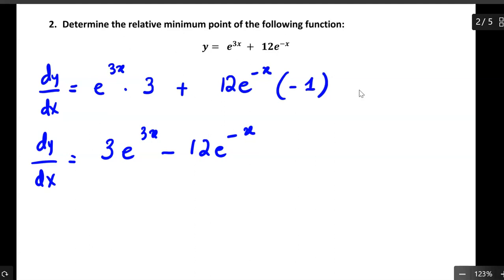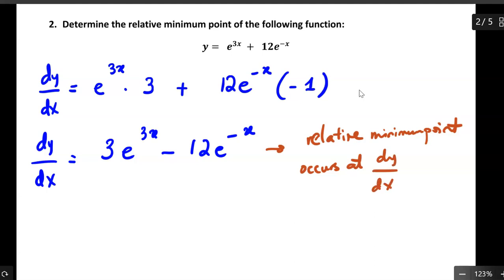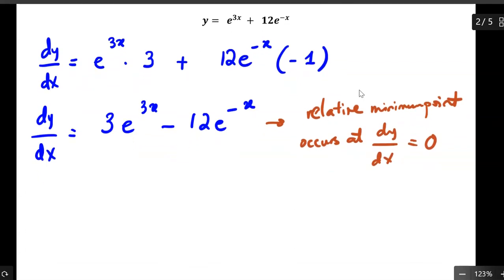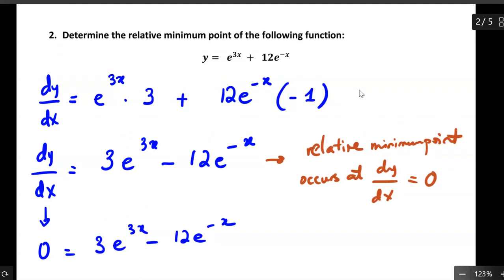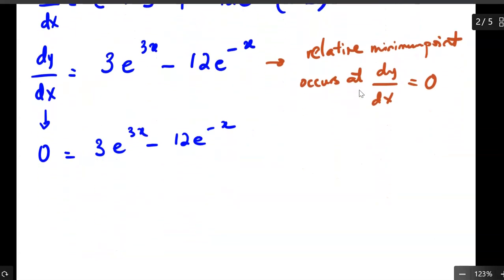Okay, so I want to make a note here: a relative minimum point occurs at dy over dx equal to 0. So I am going to let this whole thing equal to 0, and from here they ask me to find the minimum point. It means that you need to find the x and the y. Okay, so you have to find the coordinate x and y.